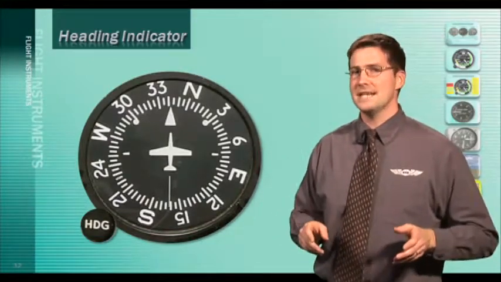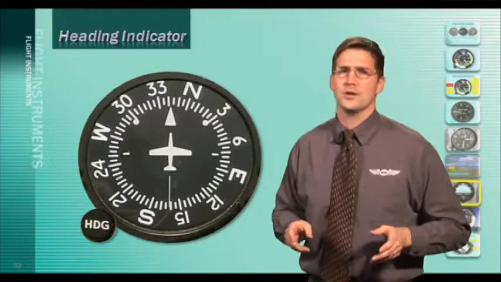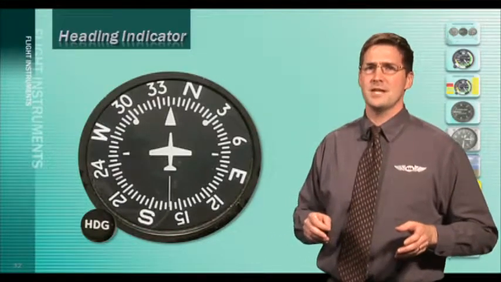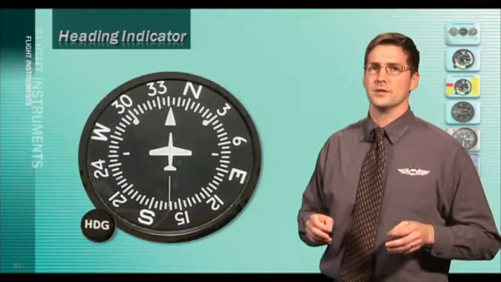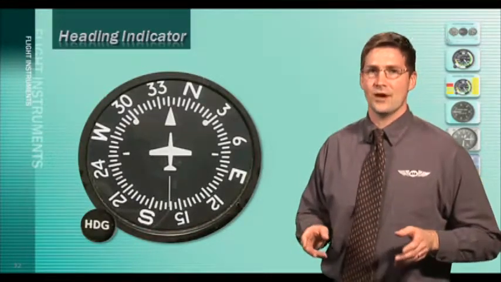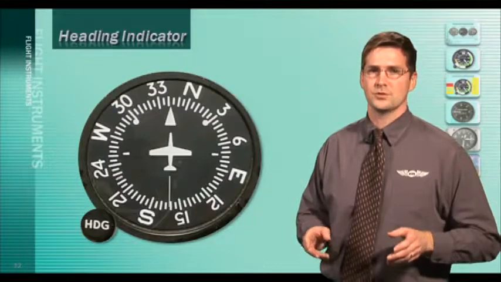Just because the airplane is heading at 341 degrees does not necessarily mean that the ground track the airplane is flying is actually 341 degrees. Wind can have a great influence on the actual track.